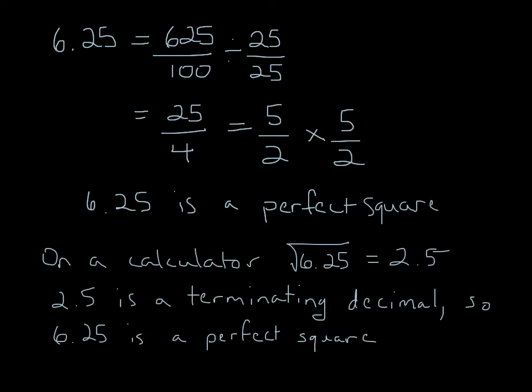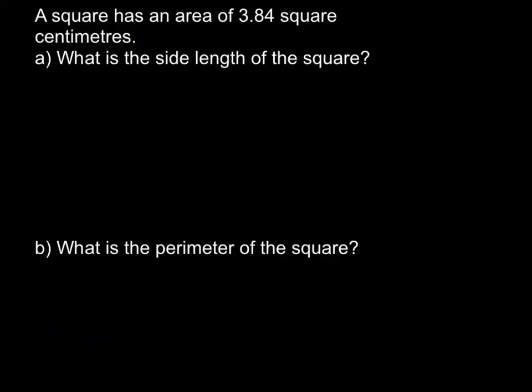Okay, let's look at one last example. In this example, the square has an area of 3.84 square centimeters. What is the side length of the square? So from a previous problem, we learned that if you square the side length, you can find the area. So conversely, a side of any square will just be the square root of its area.